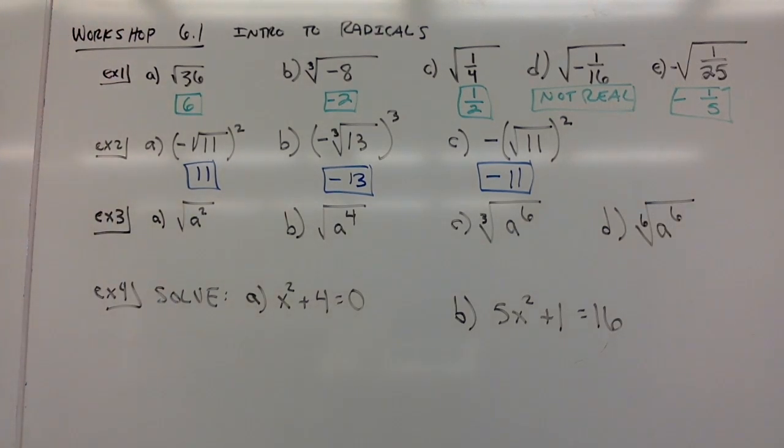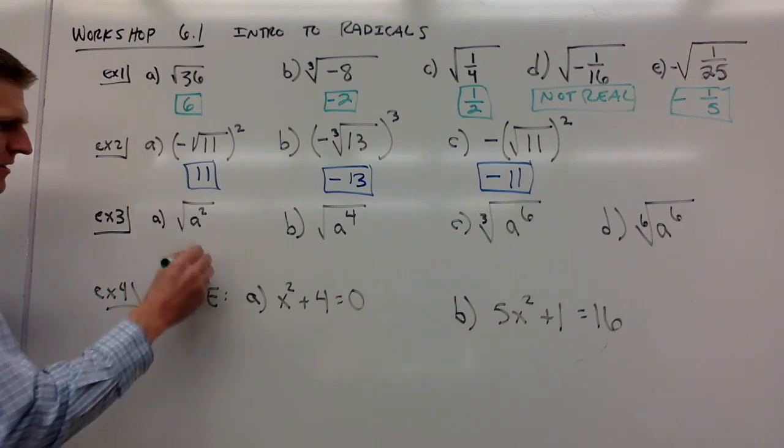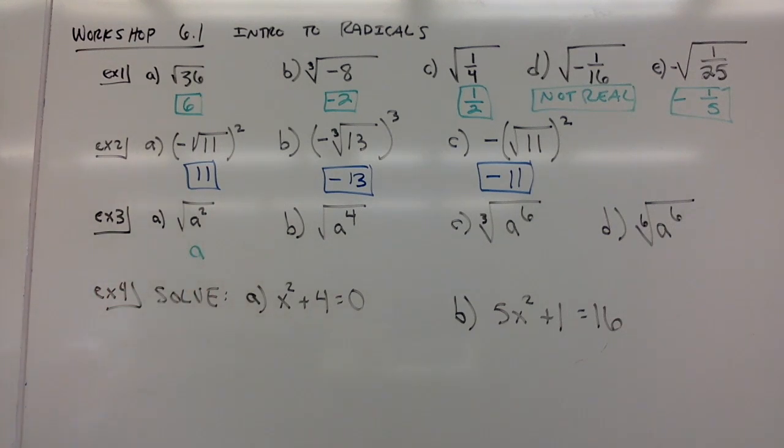In example 3 and 4, we have variables now involved, and then we're also going to do some solving as you go into this assignment. When you have variables, we don't know what the variables stand for, so this is kind of important. When we have the square root of a squared, most people put a and they think that they have the right answer. That's partially right.